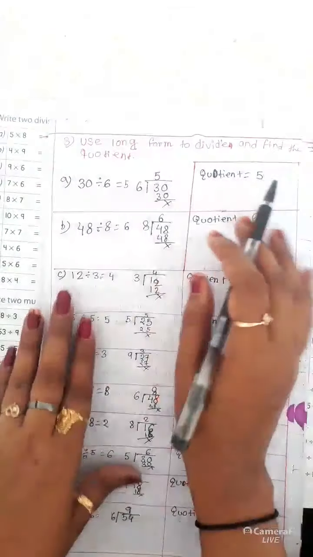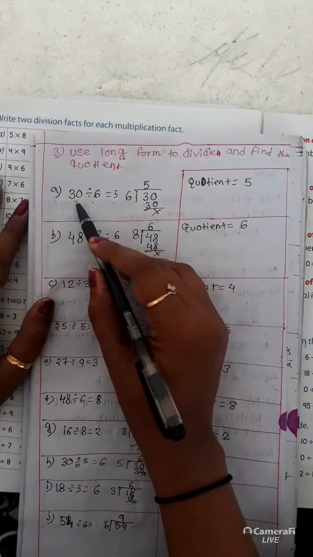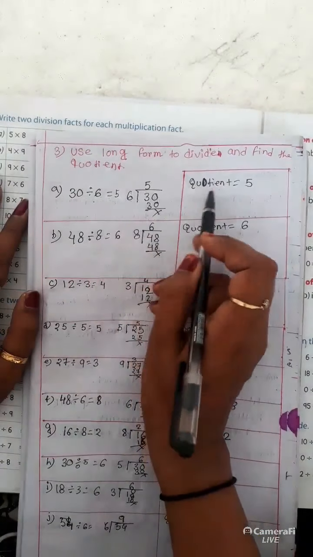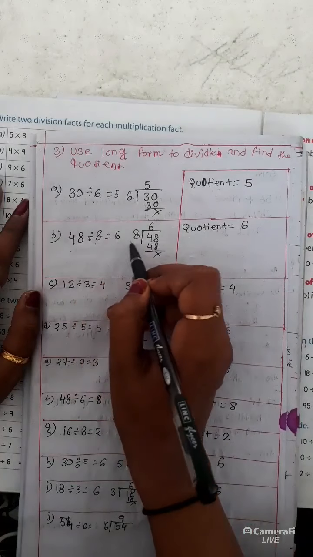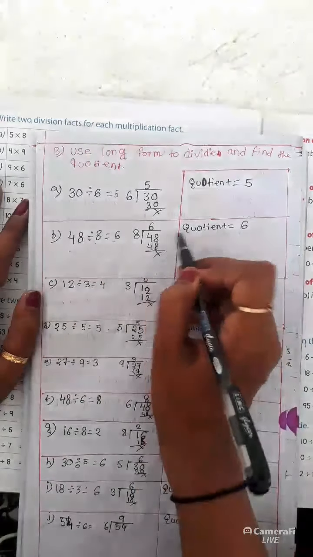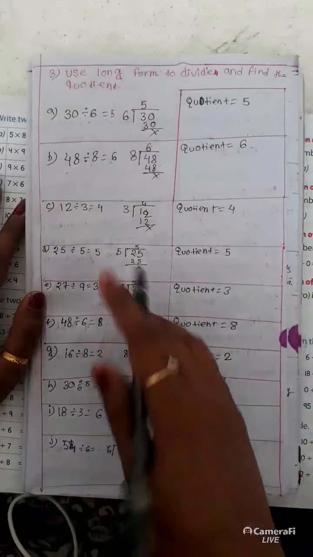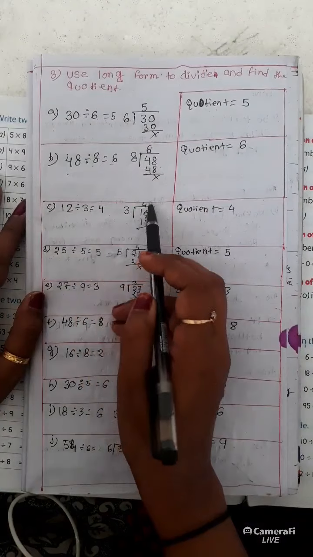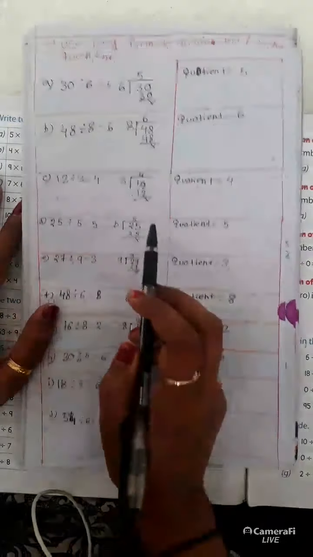And here you need to write only the quotient. 30 divided by 6. So 6 5s are 30. Here quotient is 5. 48 divided by 8. So the answer is 6. Quotient is 6 because 8 6s are 48. 12 divided by 3. Answer is 4. So 3 4s are 12. Quotient is 4.